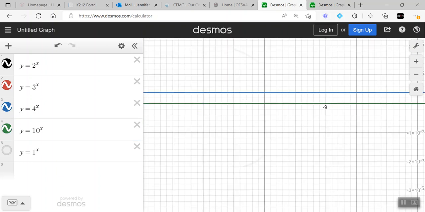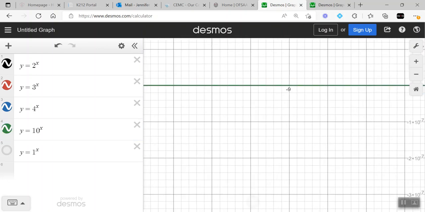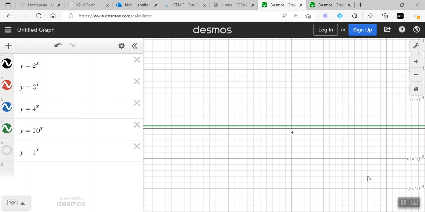I'm zooming in. See how the green one is super close to 0, but believe me, there we go. It's not touching, right? And it's only because it's getting faster. It's going down closer to 0 faster than any other line. So we can see that it's not touching.